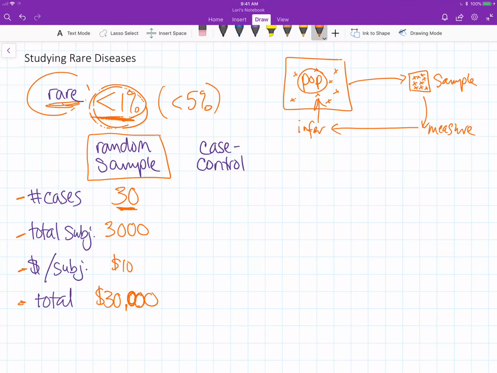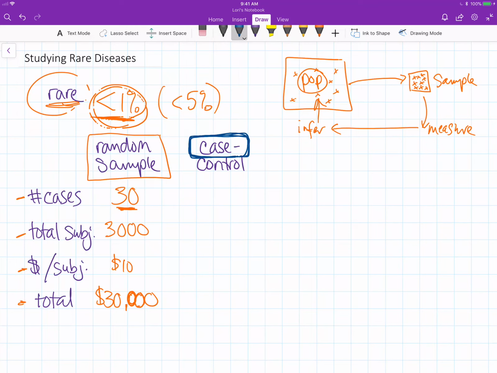If you have that much money and you don't know what to do with it, then come and talk to me, and I can help you find some kind of rare disease that you would like to study for $10 a person. However, most people don't have $30,000, and so they realize that this is kind of rare, and what they would like to do is they'd like to be able to pick out all of the cases, or at least as many as possible, so that they can study those.